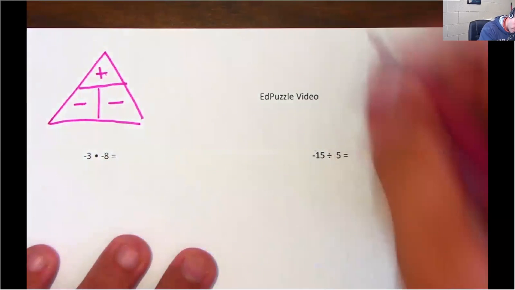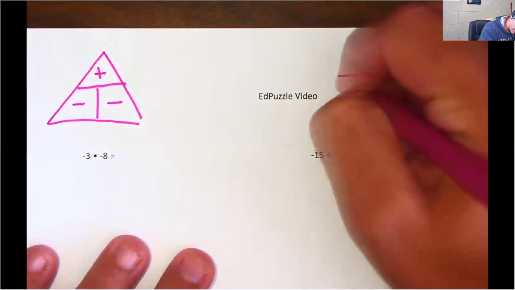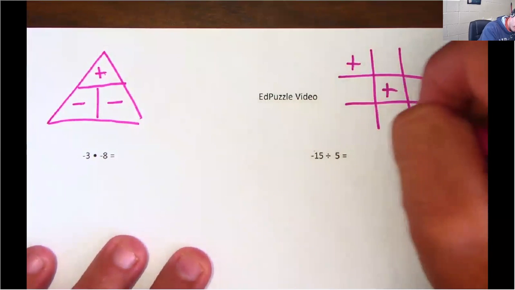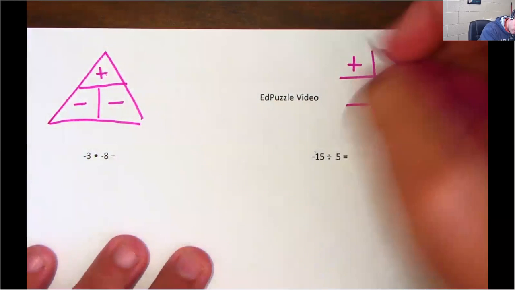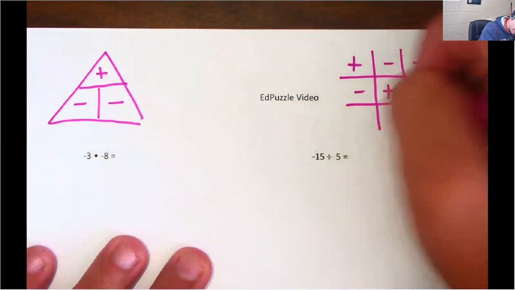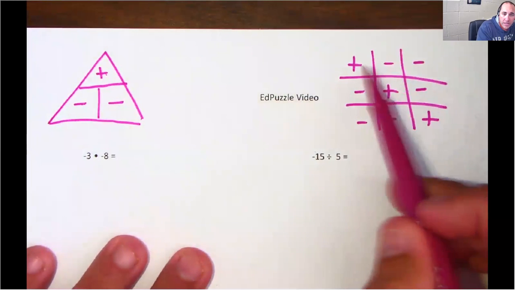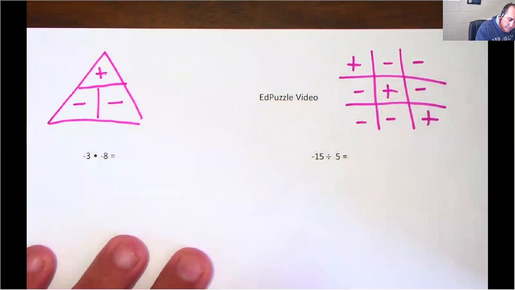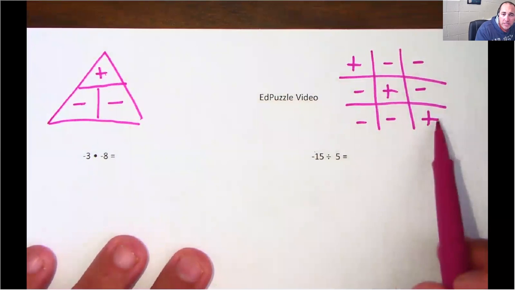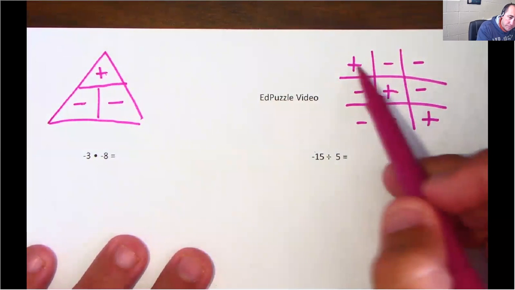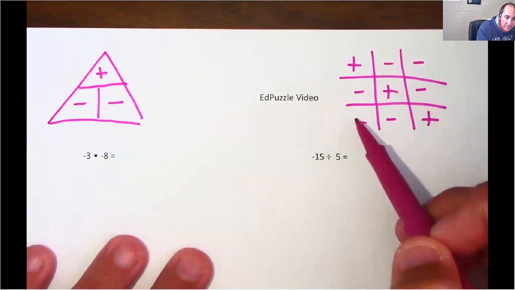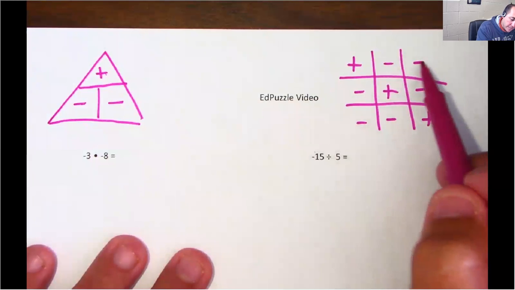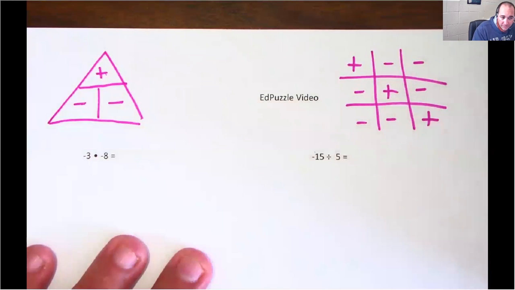If you don't remember that one, we also have the tic-tac-toe method. Going diagonally down, we have our plus signs, our positives. Everything else is filled in with our negatives. Positive times negative is negative. Negative times positive is negative. Negative times negative is positive. When we're dividing, positive divided by a negative is negative. Negative divided by positive is negative. Negative divided by negative is a positive.